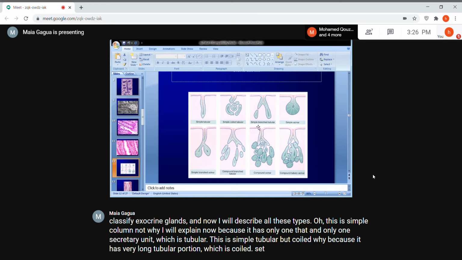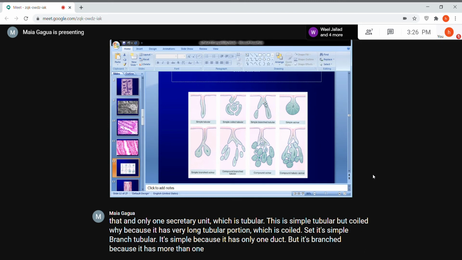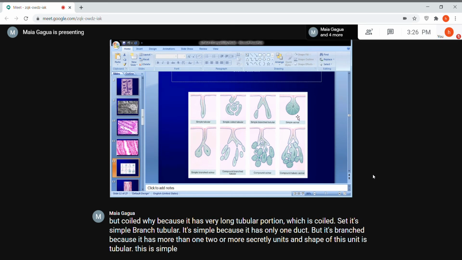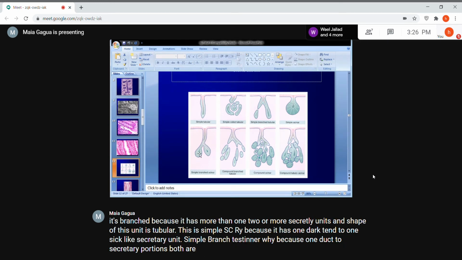This is simple branched tubular. It's simple because it has only one duct, but it's branched because it has two or more secretory units, and the shape of these units is tubular. This is simple acinar. Why? Because it has one duct and one sac-like secretory unit. Simple branched acinar. Why? Because one duct, two secretory portions, both are acinar.